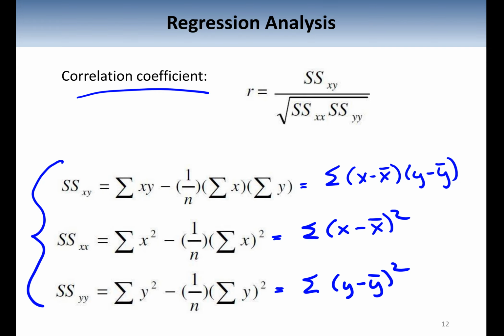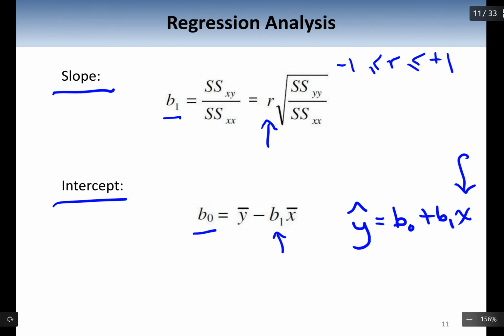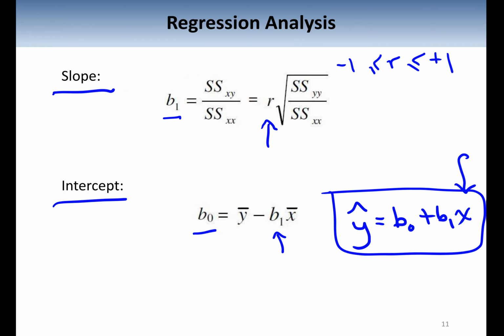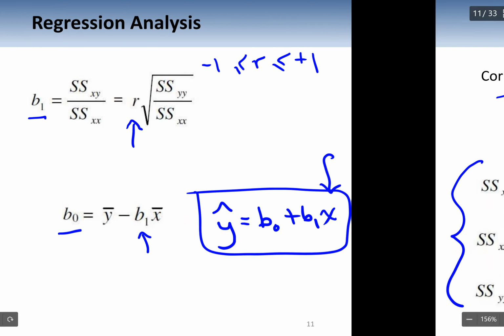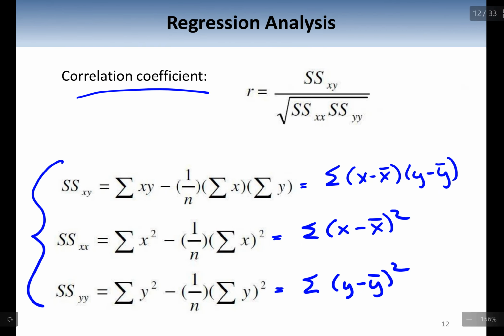You can calculate also the slope and the intercept. Once you put it all together, you have your least squares regression line. So if you have all those quantities, you have your line. And we will look at an example of how to do that with some real data.